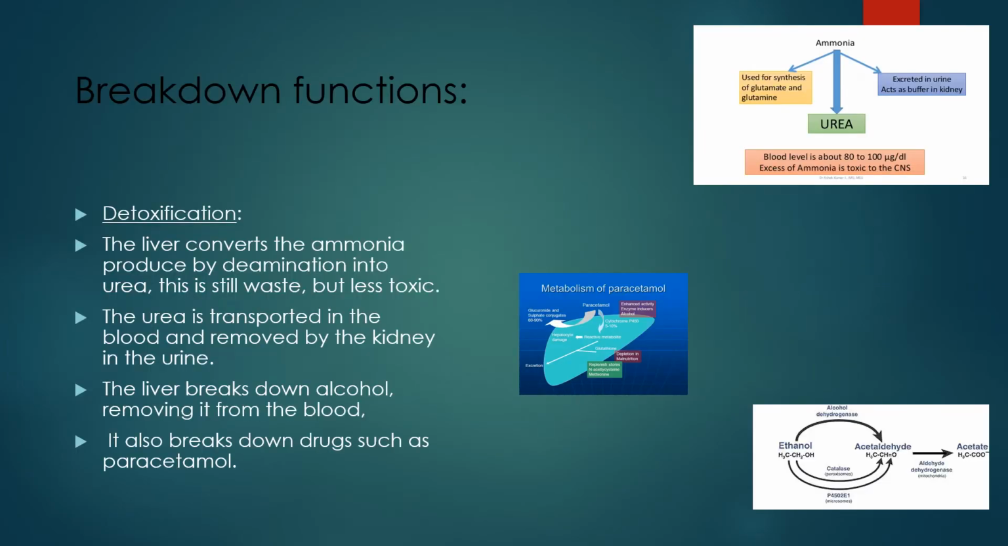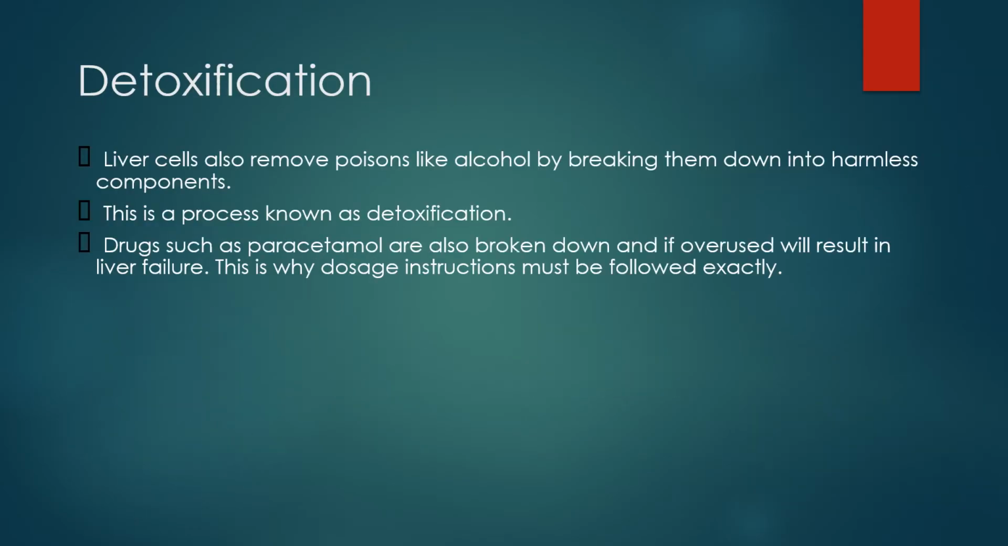So detoxification: the liver converts the ammonia produced by deamination into urea. This is still waste but less toxic. The urea is transported by the blood and removed by the kidney, and the liver breaks down alcohol, removing it from the blood. It also breaks down drugs such as paracetamol. It's a vital organ to have to make sure we haven't got all these toxic liquids in our body. So detoxification, again: liver cells remove poisons like alcohol by breaking them down into harmless components.